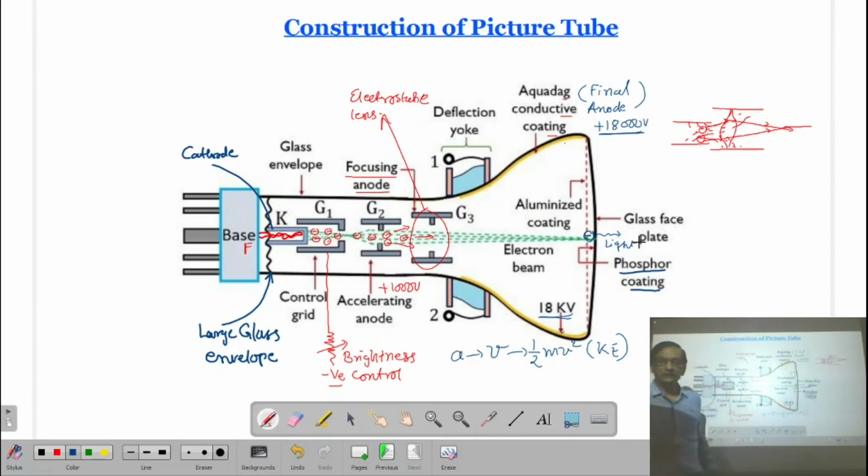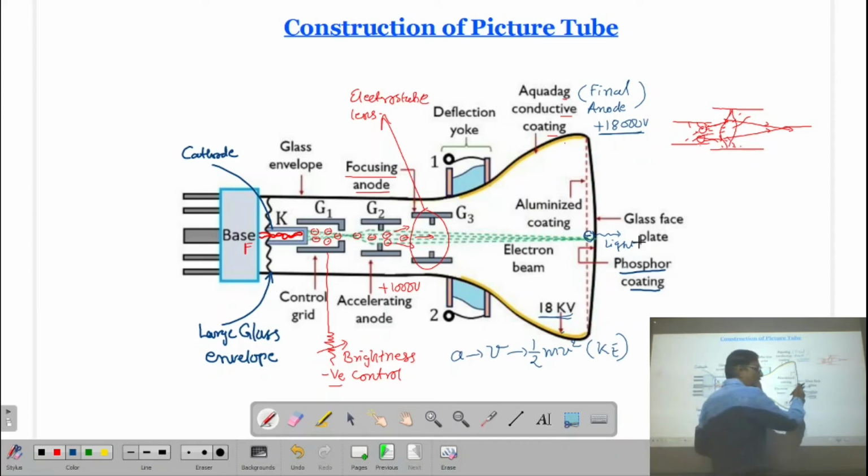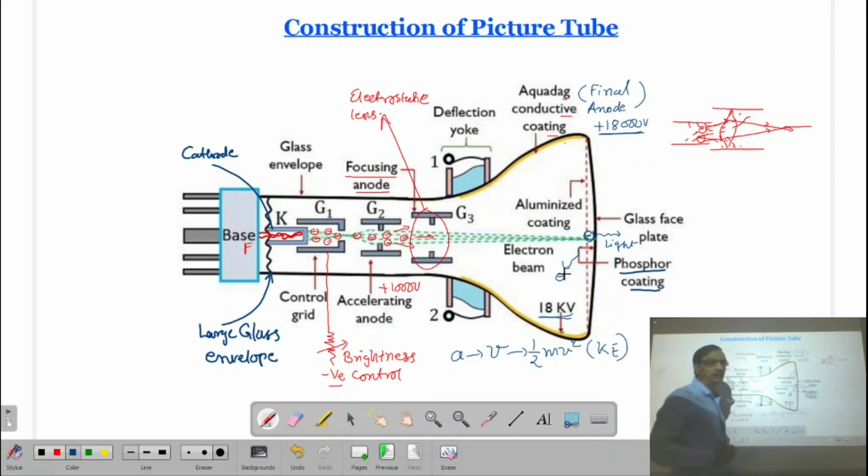The intensity of the light depends on how much energy is provided by the electron. So if the electron gives more energy, there will be a brighter picture, or that particular area will be brighter. Now when it interacts, the light is produced as well as some secondary electrons.